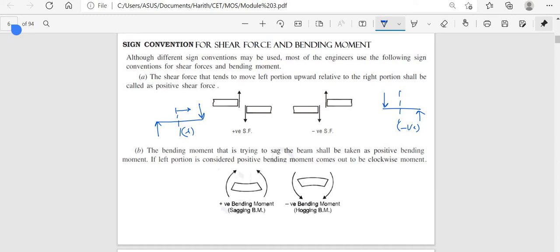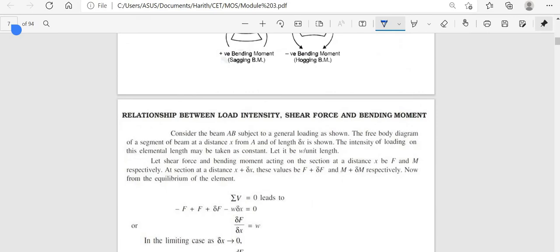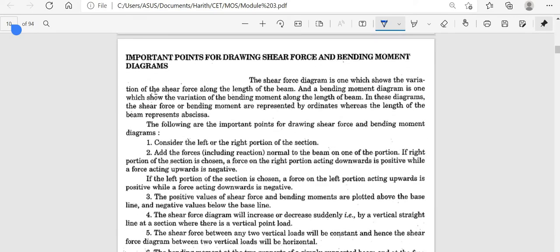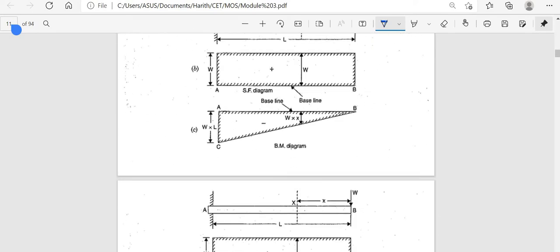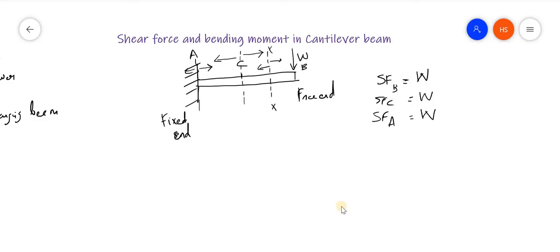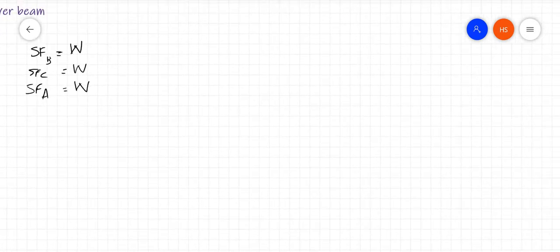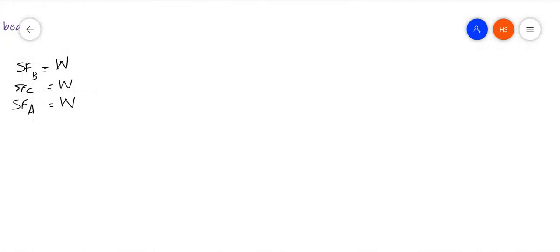And in the case of the bending moment also, we will discuss the bending moment after the shear force has been done. We will be moving into the bending moment. We will have a numerical problem, which will be easier to understand.